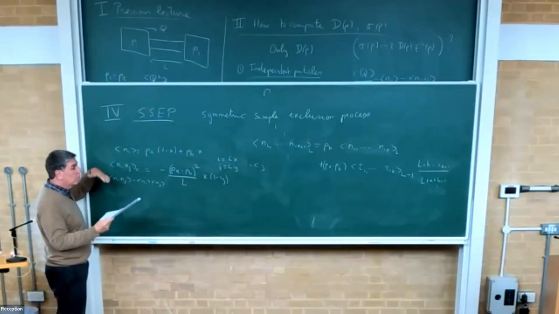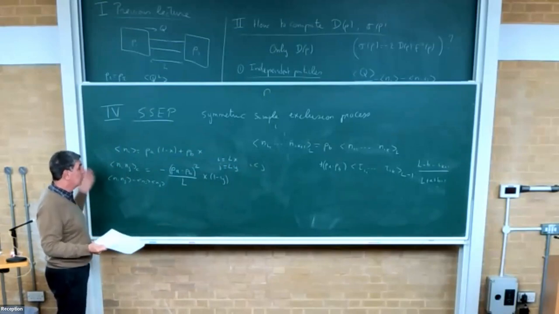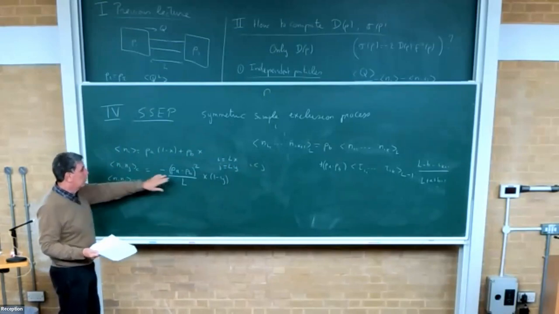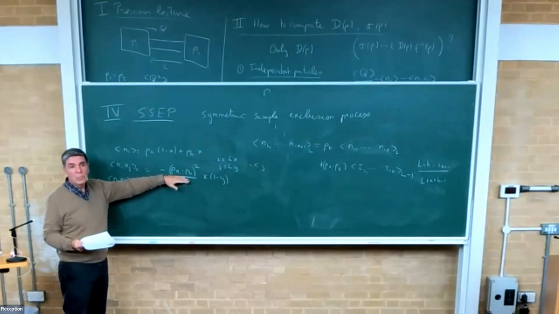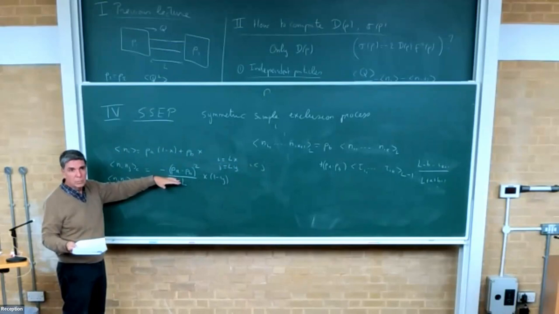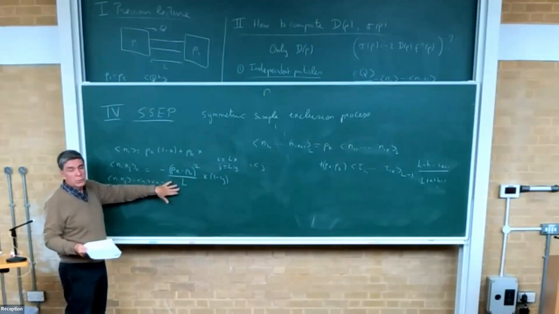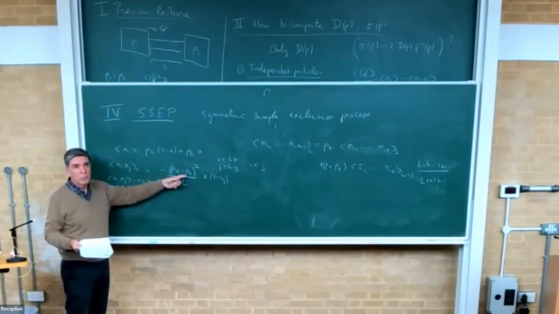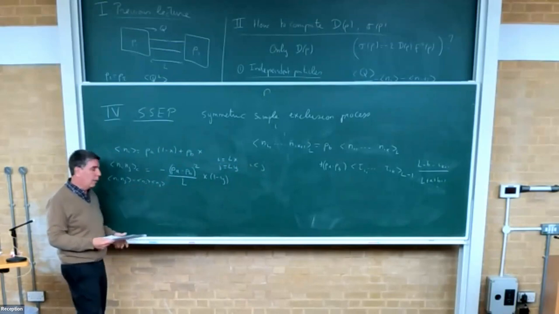And there are two things that you can notice. First, when the system is at equilibrium, there is no long range correlation. But if the system is out of equilibrium, the correlations are of order one over n.